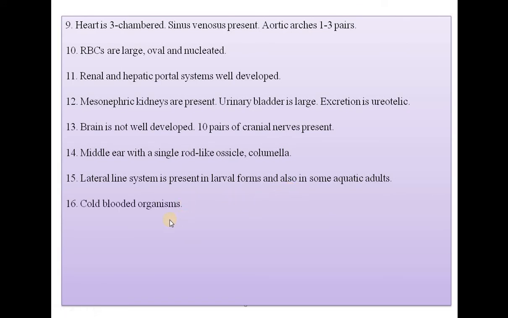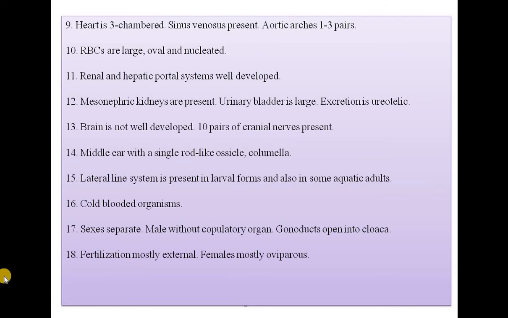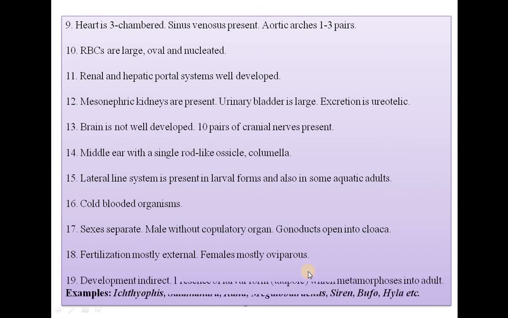These are cold-blooded organisms. Sexes are separate. Males are without copulatory organs and gonaduct opens into cloacal region. Fertilization is mostly external in these organisms and females are mostly oviparous. Development is indirect through larval stages. There is presence of larval forms which is called tadpole, which metamorphoses into adult. Examples are Ichthyophis, Salamander, Rana, Siren, Bufo, Hyla, etc.